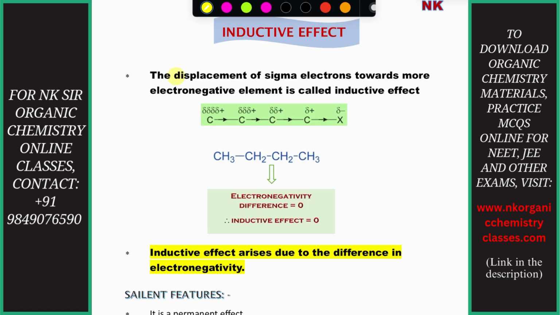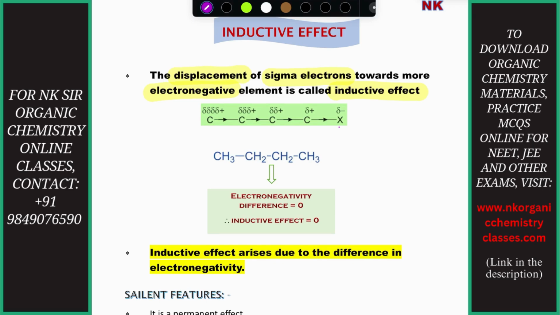So first we are going to discuss the definition. So what is the definition? The displacement of sigma electrons towards a more electronegative atom is called the inductive effect. So guys, the inductive effect is nothing but the displacement of sigma electrons towards a more electronegative atom.